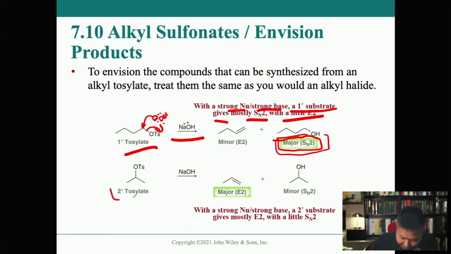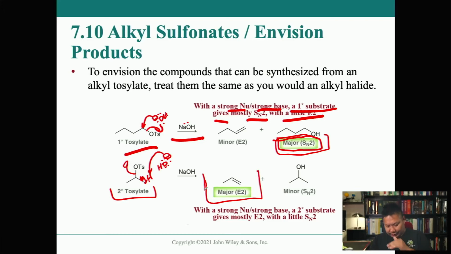On a secondary tosylate, with a strong nucleophile, strong base, a secondary substrate mostly gives you the E2 with little SN2. So we'll have the proton from here come off. Kind of did that backwards, but that's okay. You get the idea. That comes down, and the tosylate leaves, and that's why you get the major E2 product there.